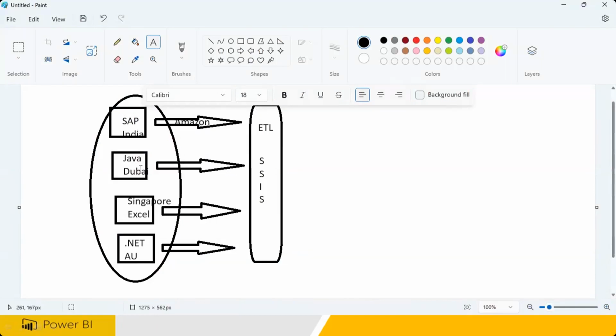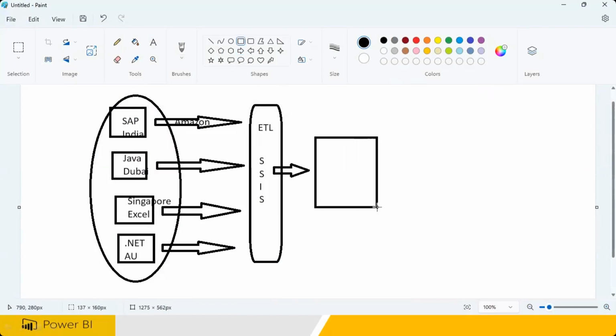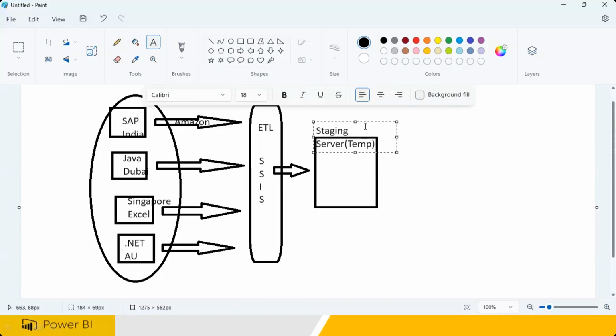It may be SAP, Java, Singapore, it may be there in Dubai, India, anywhere else. So, ETL applications are used to combine all the data. These applications are going to store them in one more bigger computer. This computer is not a permanent computer. It's a temporary computer. This computer is called a staging server. Staging means temporary.